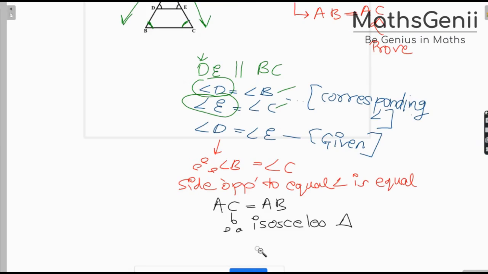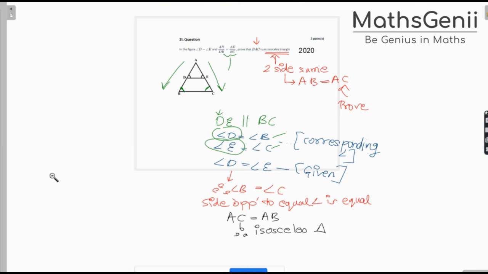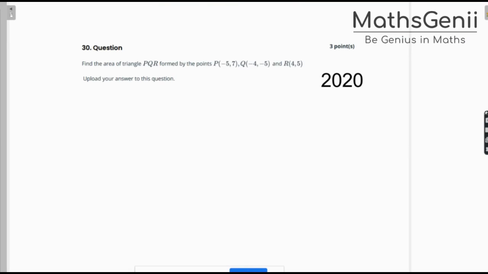Hence proved. Okay. Going to the next question. This is about area of triangle. So area of triangle.